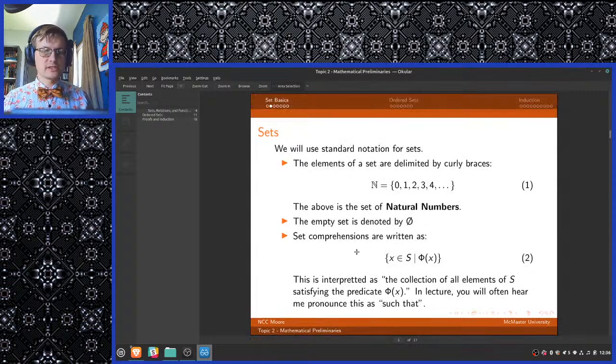Set comprehensions are written as curly braces, x in S, bar, phi of x. This is interpreted as the collection of all elements of S satisfying the predicate phi. In lecture, you will often hear me pronounce the bar here as "such that." So, all x in S such that phi. Right? Making sense so far? Can I get a thumbs up?